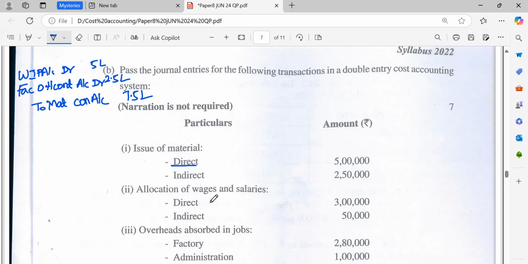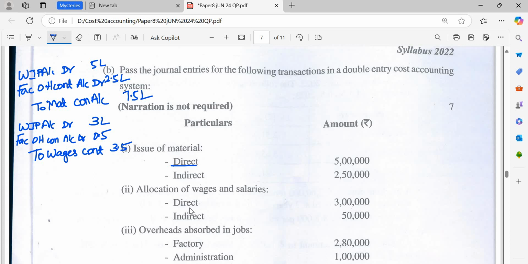So then I have allocation of wages and salaries. So for allocation of wages, that is direct. So again direct will go to my work in progress. So work in progress account, debit 3 lakhs. Indirect forms part of factory overheads control account, right? So factory overheads control account, debit 50,000, that is 0.5. To wages control account, 3.5 lakhs. Then I have overheads.